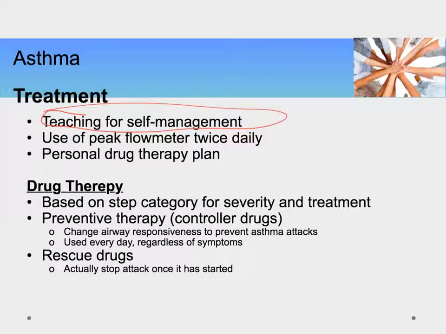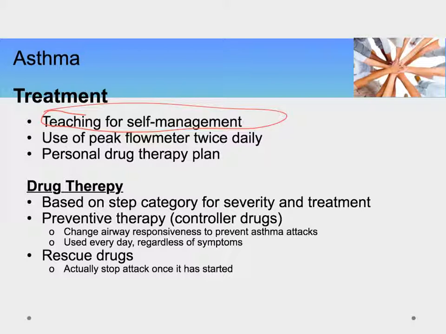So the peak flow numbers help a patient to determine whether they're in a therapeutic range or not. If their numbers become worse, they know that maybe they need to call their physician. Maybe they need to take an extra dose of their medication, something like that. It's that teaching of self-management that makes a patient feel better and be able to control their own management and hopefully keep them out of the hospital by doing these types of things.